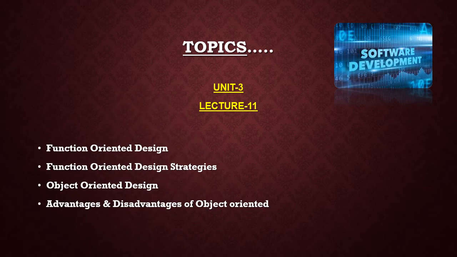Students, in today's session, we will discuss all these topics of Unit 3. The first one is what is a function-oriented design? What are the various strategies of function-oriented design like DFD, data dictionary, structure chart? Then we'll discuss object-oriented design and its basic strategies like what is a class, what is an object, what is inheritance. And at the end, we will talk about the advantages and disadvantages of object-oriented design. So let's start with today's session.